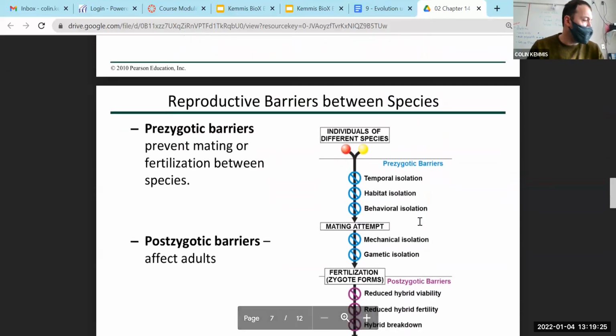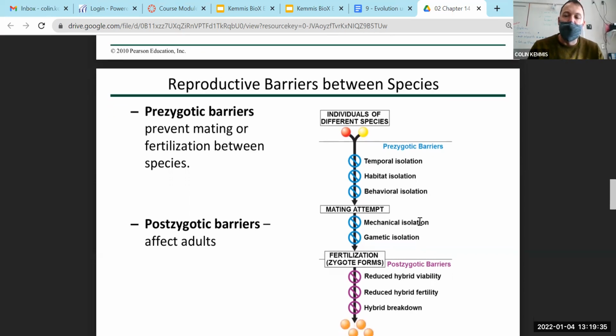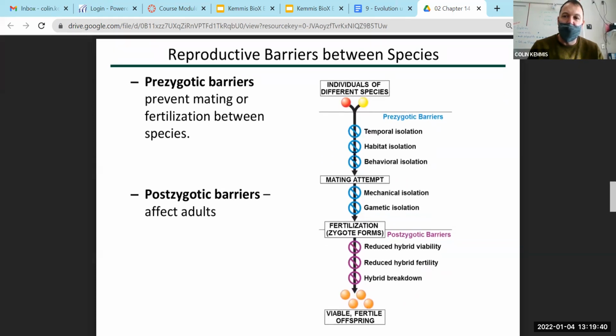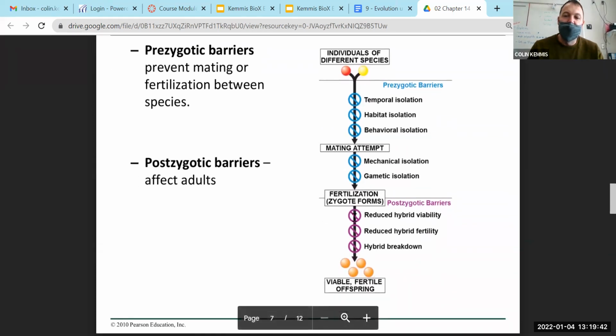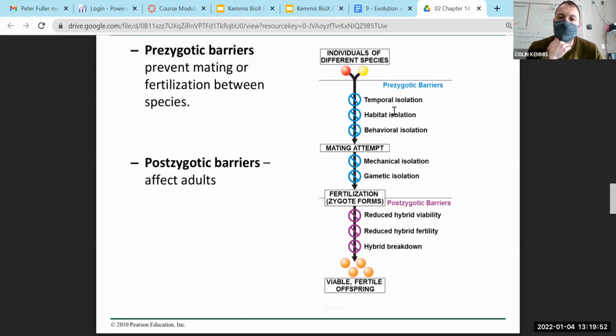Okay, this is a pretty good summary. This diagram, I like it, but it is a little bit more complicated. If there are individuals of different species, we can look at all these possible places where they could have barriers to breeding. These are before the sperm and egg join, before fertilization, before the zygote forms. This is during the mating attempt, and then this is after the zygote forms, or even after the baby is born.